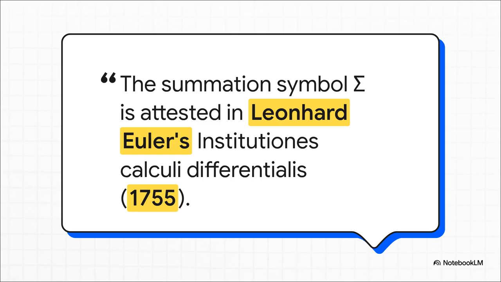And here's a little bit of trivia for you. We have the legendary mathematician Leonhard Euler to thank for this. Back in 1755, he needed a better way to write down all the crazy infinite series you find in calculus, and this was his genius solution.